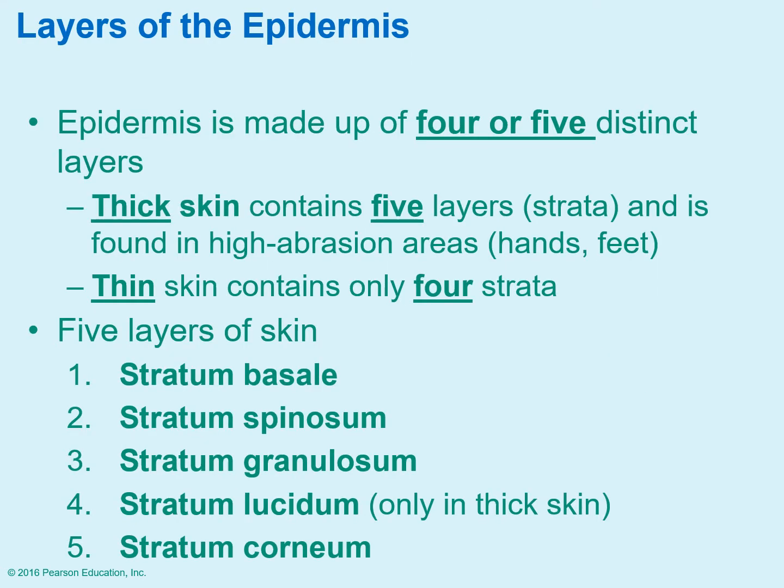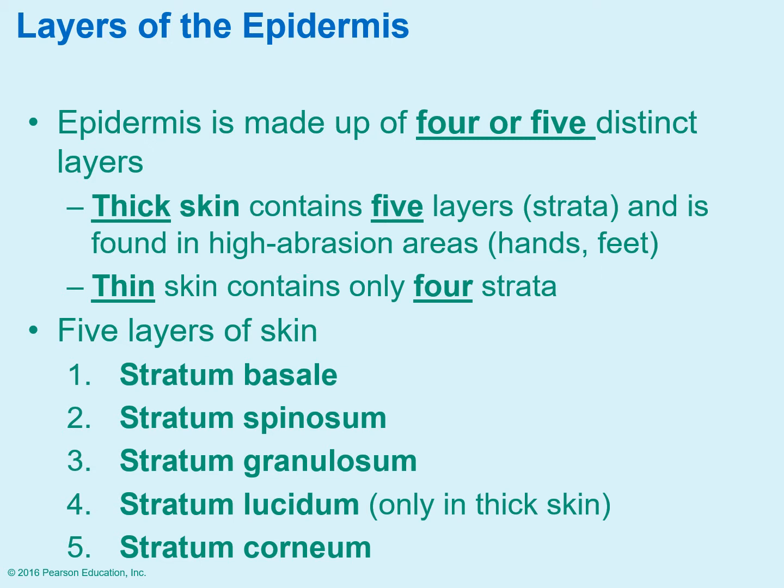So how many layers of the epidermis do we have? There's either 4 or 5, depending on where you're looking in the body. Most areas contain 4 layers. However, the 2 areas that contain 5 layers are going to be the palms of your hand and the soles of your feet. That is where you will find 5 layers of the epidermis. It's areas where you need some extra protection because they get a lot of wear and tear and abuse, and so you need some extra protective layers there.